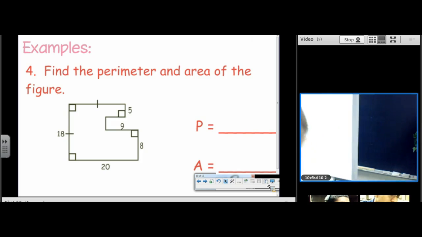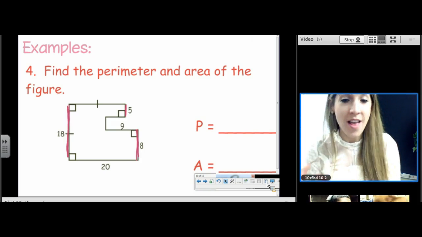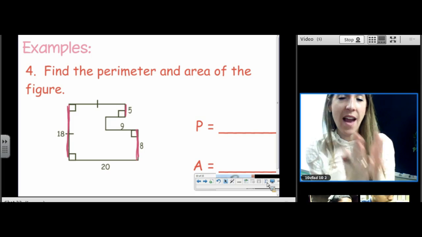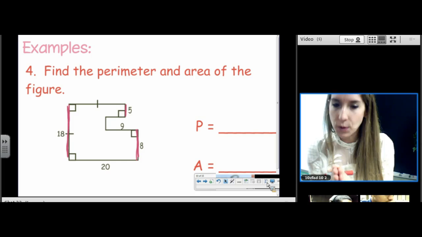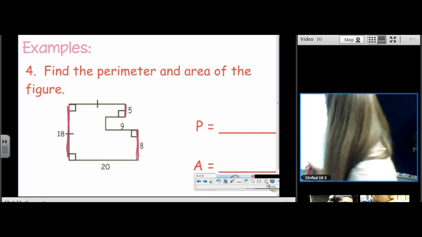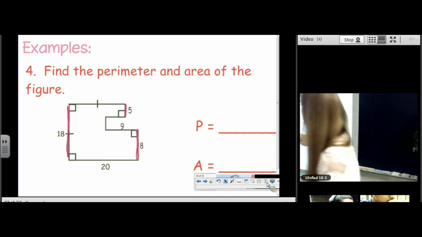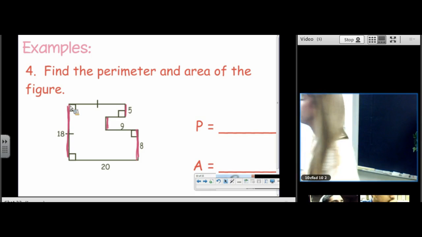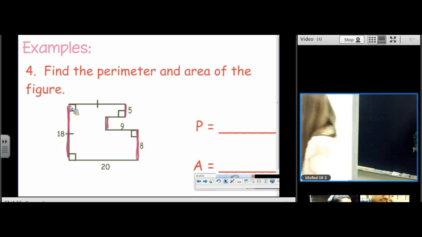Let's do vertically first because I know that one's easier. So look at everything that's vertical. 18, 5, and 8. So when we're finding the missing side, we're going to ignore the 9 and the 20. Don't look at those. Look at everything going vertically. Well, if I have 18 units and I've used up 5 and I've used up 8, how many do I have left? That's going to give us this value right here. So it's like segment addition. Part plus part equals whole. 8 plus something plus 5 equals 18. So we know that that missing side is 5.